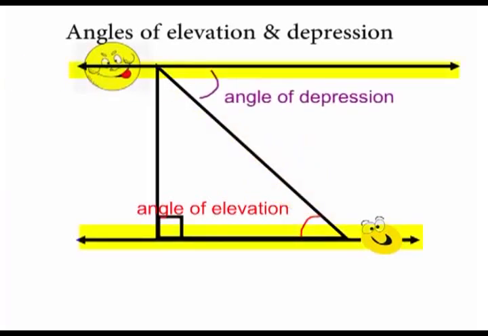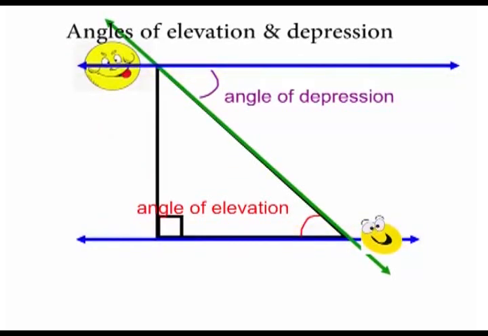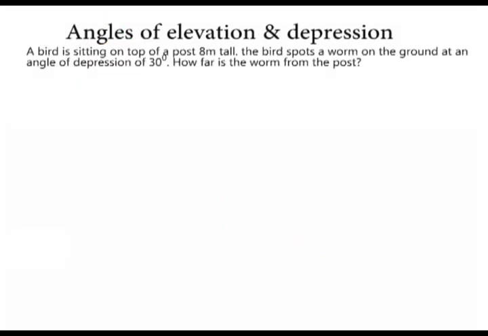And now we have two parallel lines and a transversal cutting across each line. It should be rather obvious, really, that the angle of depression is alternate to the angle of elevation, and so they are equal. Let's take an example. A bird is sitting on top of a post that is 8 meters tall. The bird spots a worm on the ground at an angle of depression of 30 degrees. That bird is a genius. How far is the worm from the base of the signpost?